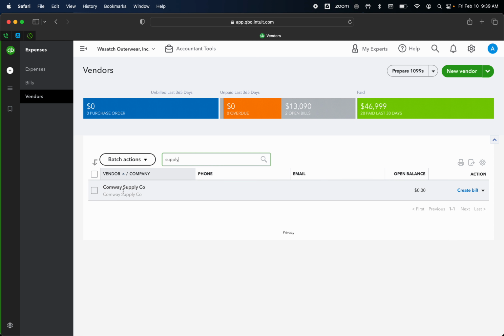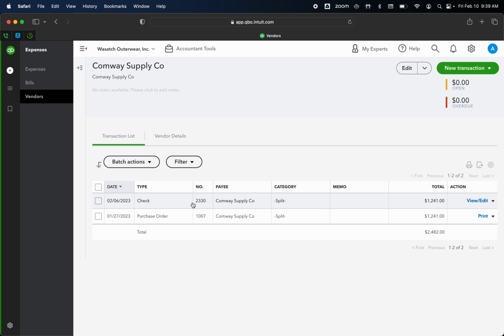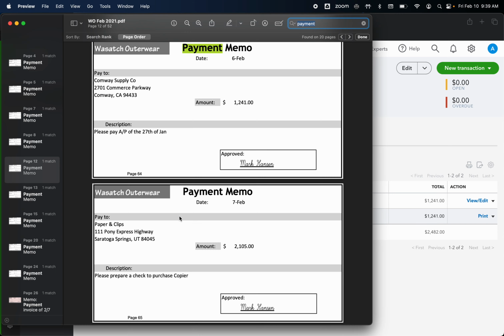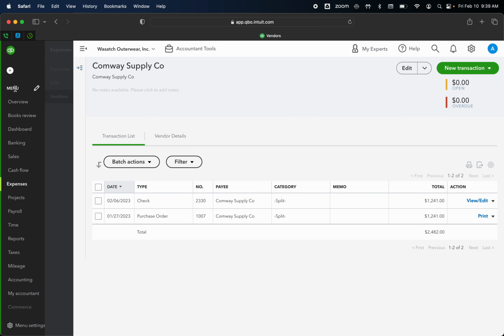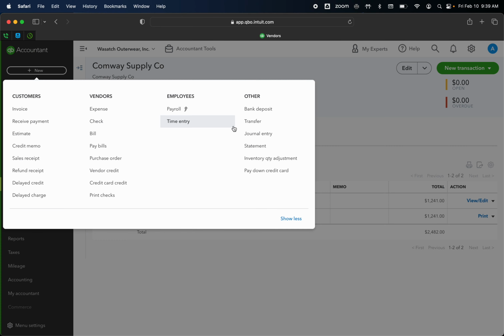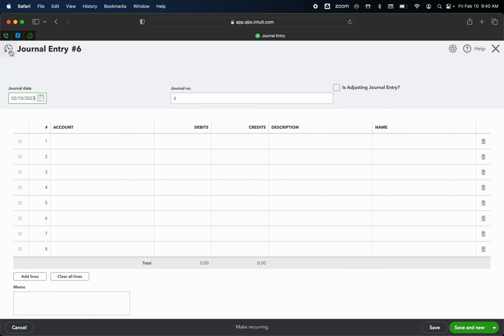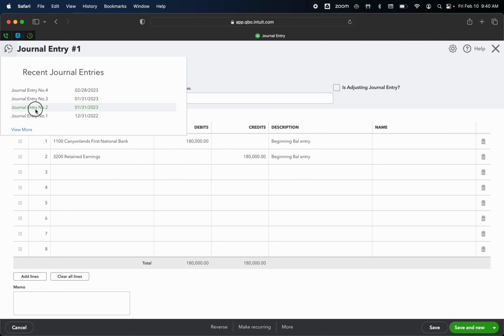Where's the Conway Supply? Here we go. Conway Supply. So we have a purchase order, we have a check, we have a bill. So I think what we're seeing is an issue with your bills, carried over from January. So why, let's see, are you making journal entries to do some of this stuff? So you're gonna have some issues. Okay, that was your first, that's fine.